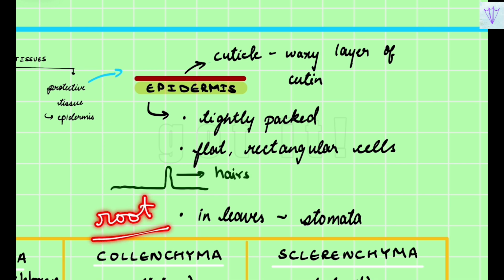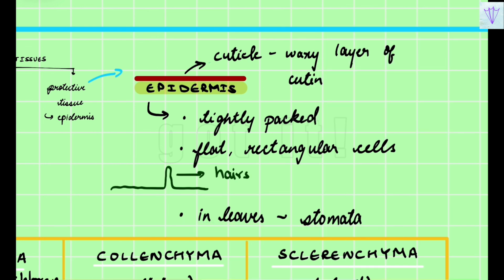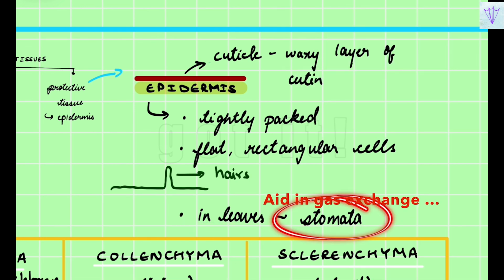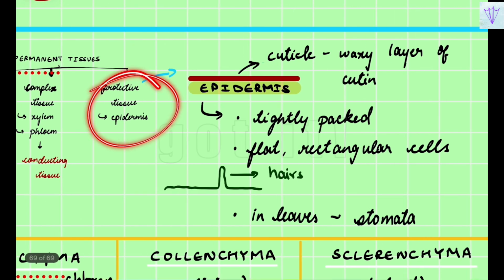You will find root hairs. So with this increase in surface area, it will be able to absorb more water and nutrients. And in leaves, we'll also see that the epidermis will contain stomata, which are small pores that help in transpiration processes. So this is all you will find in the protective tissue section.